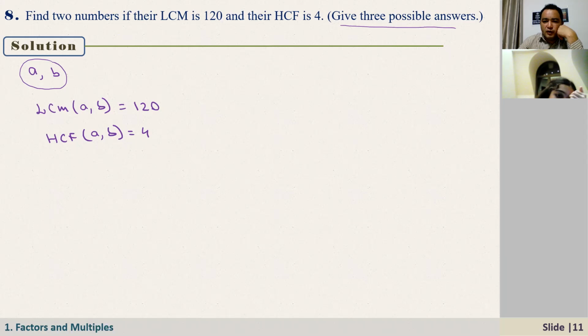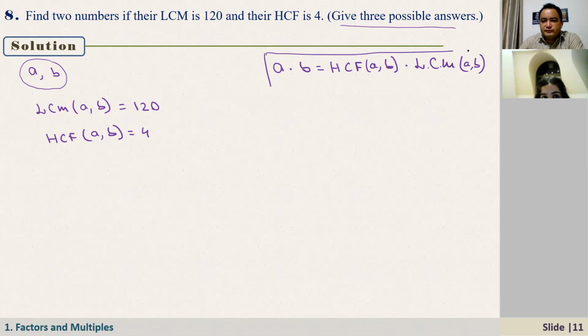Let me just write one formula here. A times B, these numbers, right, is always equal to the highest common factor of these numbers, A and B, times the least common multiple of these numbers. Is that right? Do you think it is true?